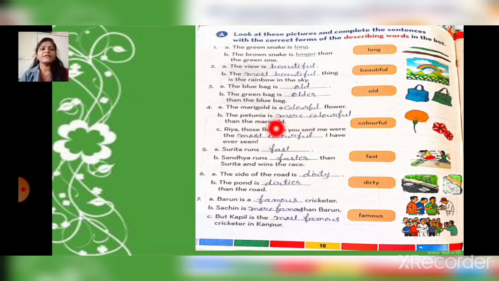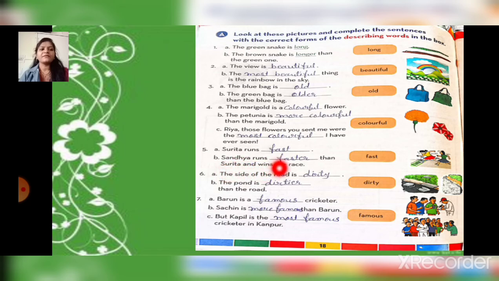So there is a comparison between two flowers. So this is a comparative degree. Ria, those flowers you sent me were the most colorful I have ever seen. So here most colorful is used, यानी सबसे सुंदर फ्लावर जो रिया ने मुझे भेजे हैं वो है. So this is superlative degree. Now the fifth one is Surita runs fast. Sandhya runs faster than Surita and wins the race. So Surita runs fast. This is a positive degree.